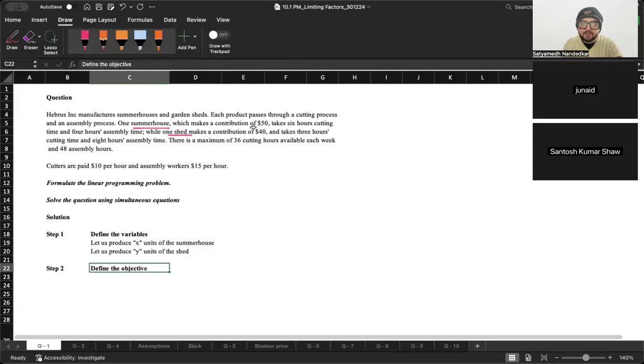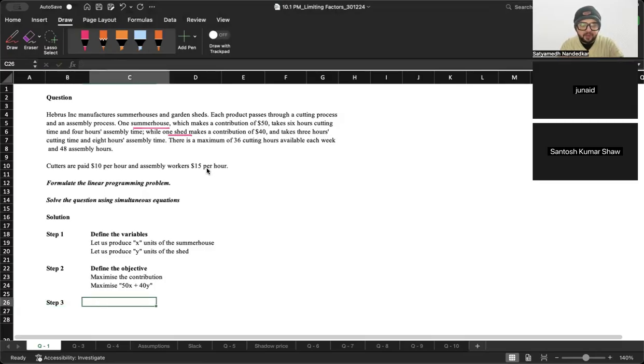Here they have given us figures in contribution terms, not in profit terms. So the objective should be to maximize the contribution. Okay. So the objective should be maximize 50x plus 40y. What is 50? 50 is the contribution you make for the summer house and you are making X units of the summer house. So total contribution is 50x and you are making Y units of the shed and contribution for one shed is 40.